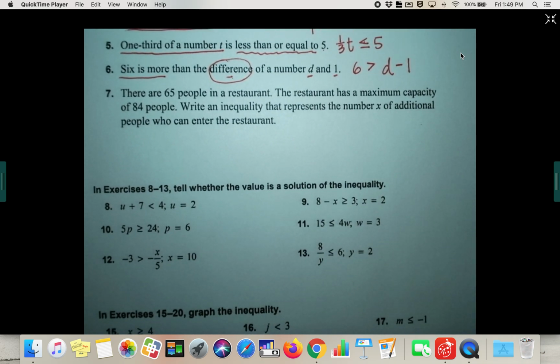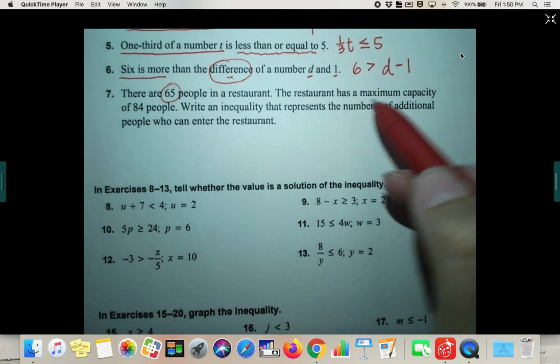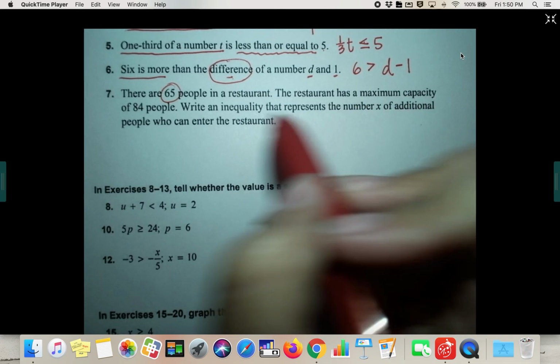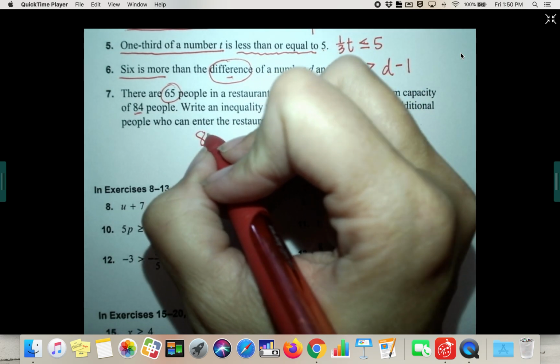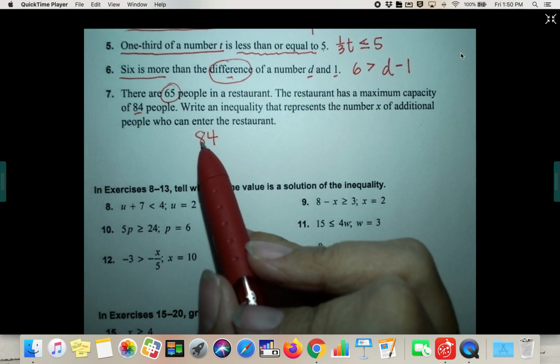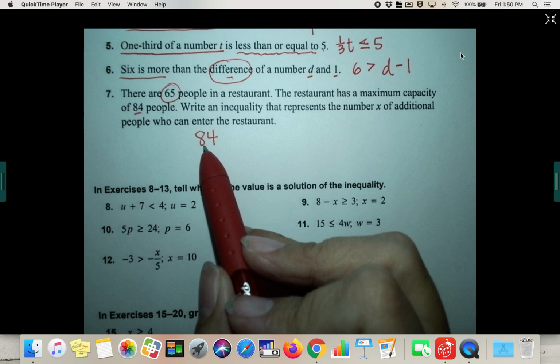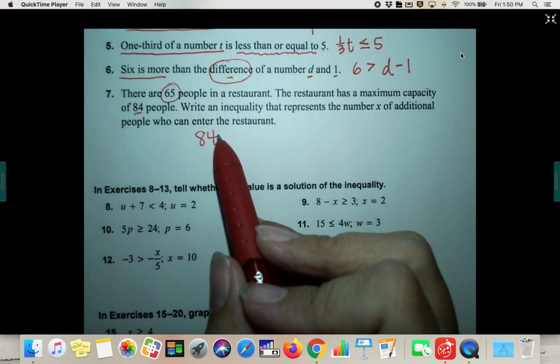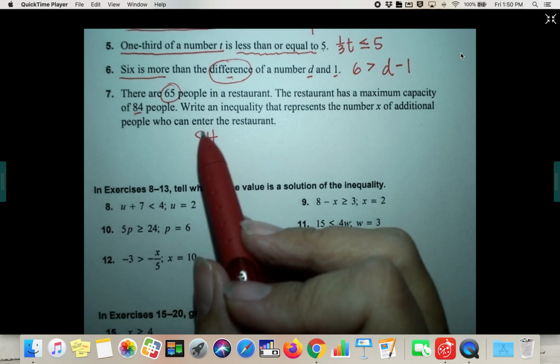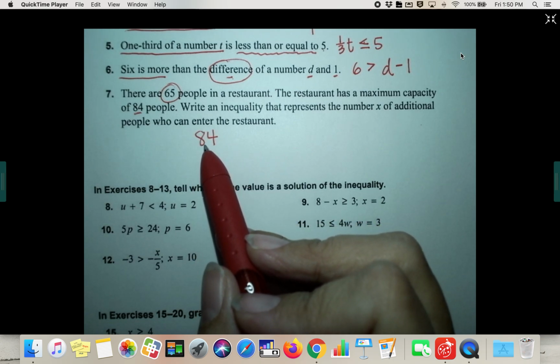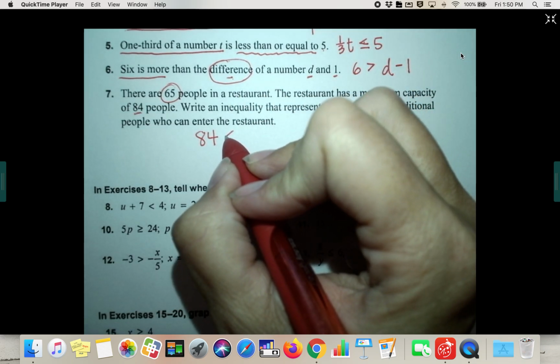All right, number 7 is a word problem. There are 65 people in a restaurant. The restaurant has a maximum capacity of 84. So let's go ahead and start with 84. And let's think about that. If that's the maximum, then can anything be greater than 84? If 84 is the maximum, then it can't be anything greater than this. So it would have to be less than.